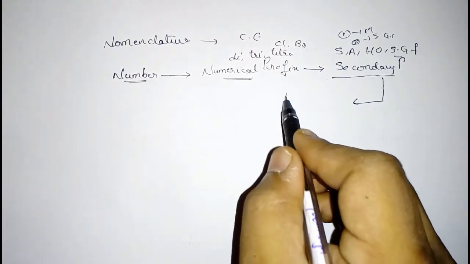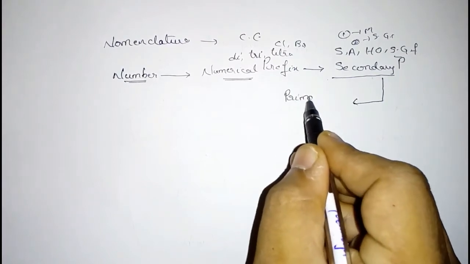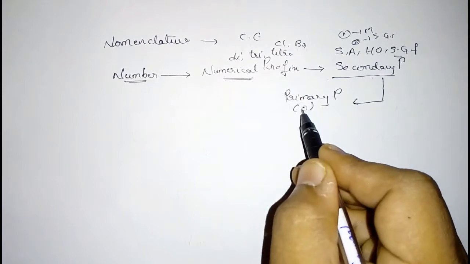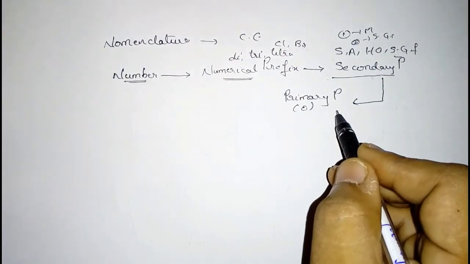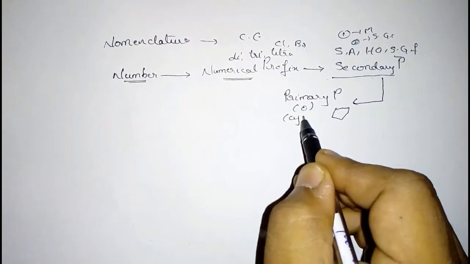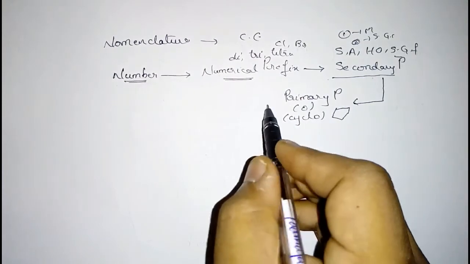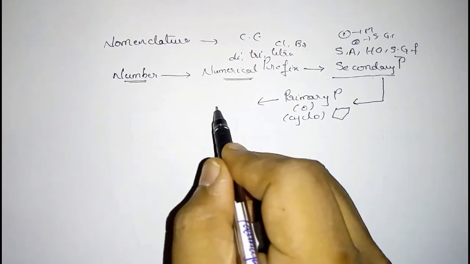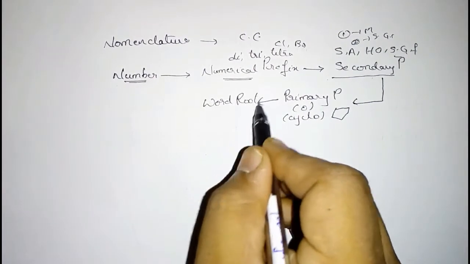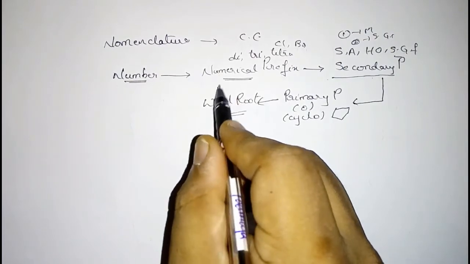After secondary prefix, our next step will be primary prefix. Now this primary prefix is optional. As I said, if the carbon compound is a closed structure, then you will be writing cyclo in front of the word root. So our next step will be what? Our word root. Word root means what? As I said, it is our parent chain.